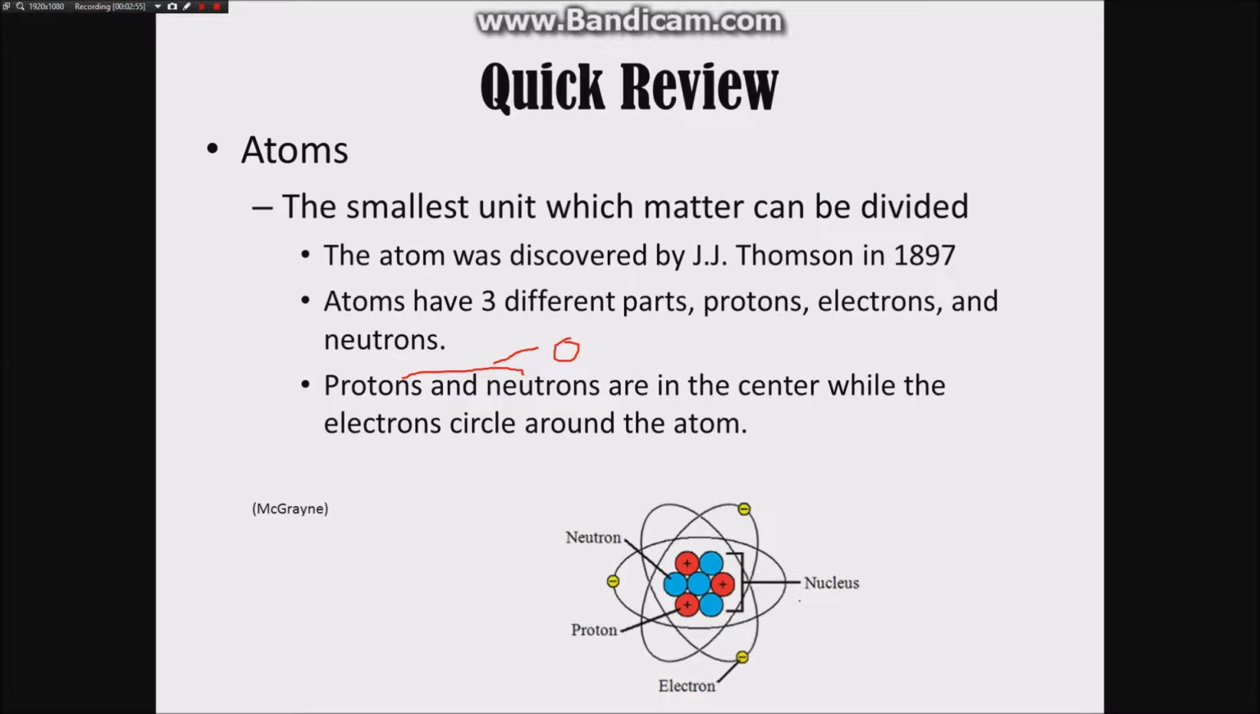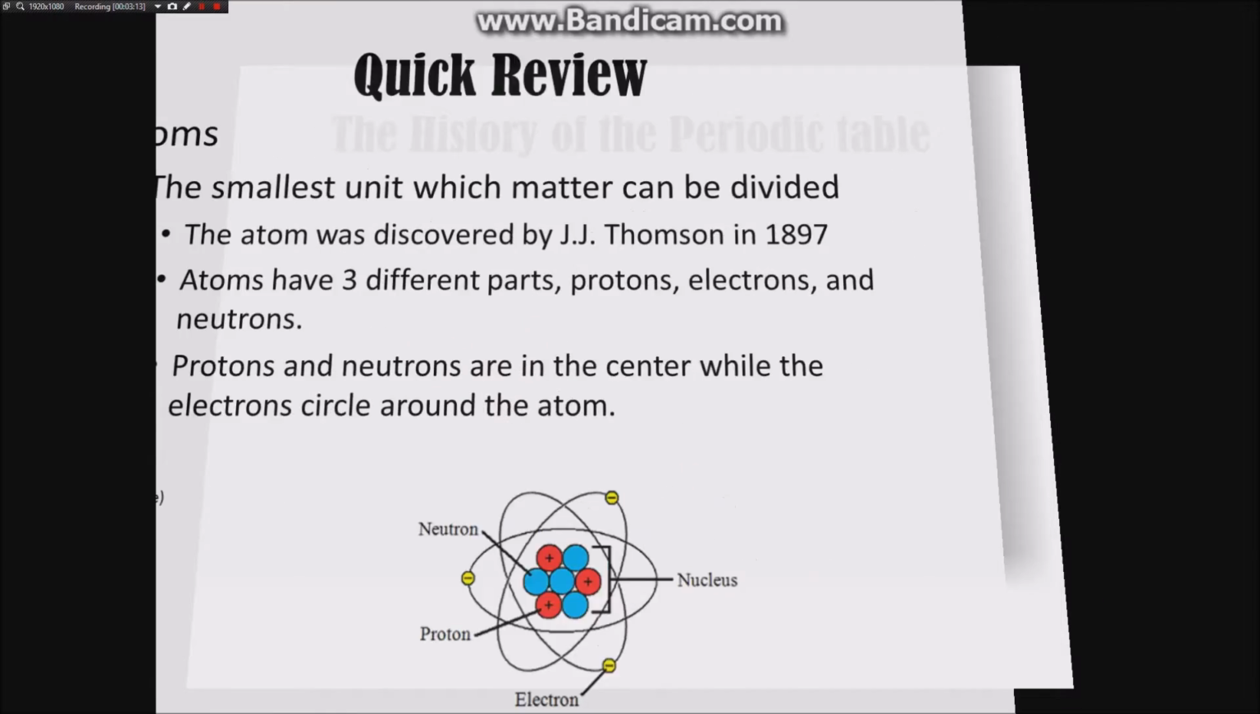So as you can tell, here we are. Yep, it was called the nucleus, and we have a lovely picture that I found off of Google, and it shows us where the neutrons, protons, and electrons are. You can tell electrons are negative, protons are positive, and neutrons, as their name says, are neutral.